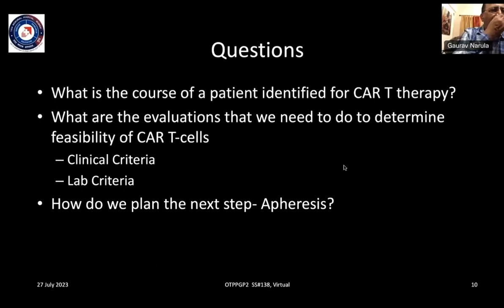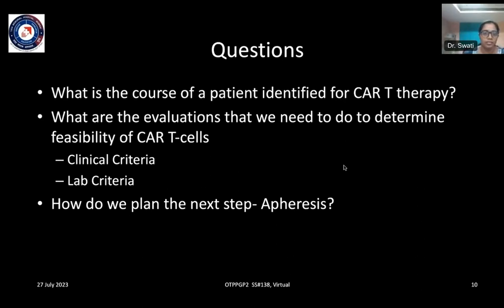So when a cancer patient is identified for CAR T cell therapy, what is the course that they are going to go through, and what are we going to do step by step? First we'll know if the patient is eligible for CAR T cell therapy, so first we should screen for eligibility. If the patient is eligible, then we can take him for apheresis and then further CAR T cell therapy accordingly. We can judge by evaluation pre-CAR T cell, early CAR T cell changes, and late CAR T cell changes that we want to see.